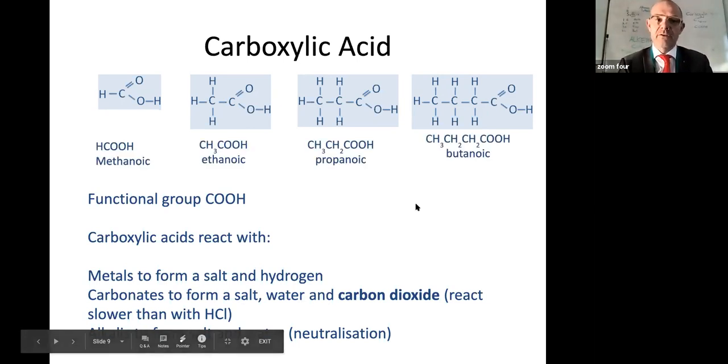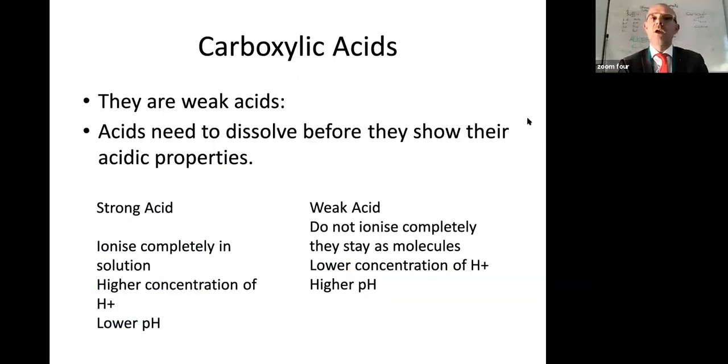Let's just move on from that. Okay, now this, however, is important. All carboxylic acids are weak acids. They generally have a pH of about 3. Acids have to dissolve before they become acidic. So to make vinegar, which is an acid, you have to put ethanoic acid in water. You have to have a solution of ethanoic acid in water. And it becomes about pH 3.